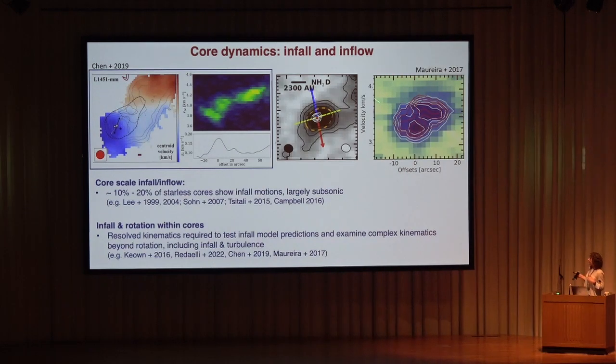And so here's another example, looking at a young protostellar core, where if you try to match the velocity profile, you need to include modeling that includes both rotation and infall onto a very low mass source.